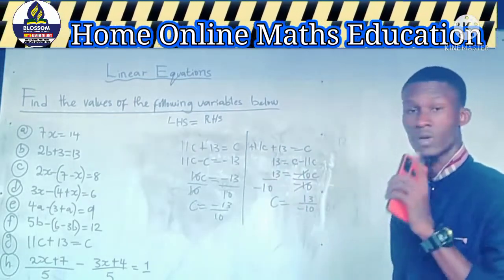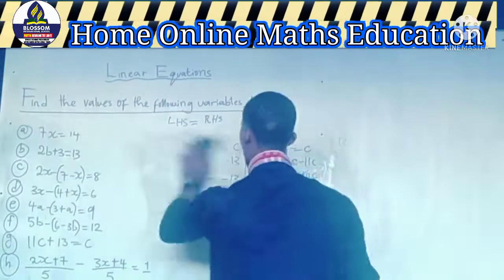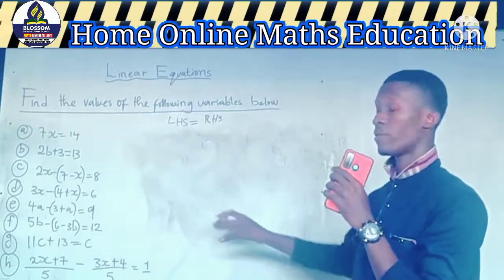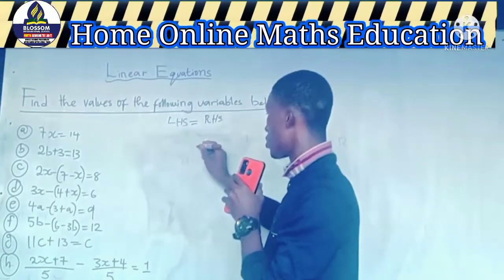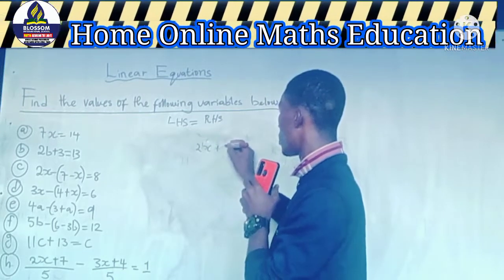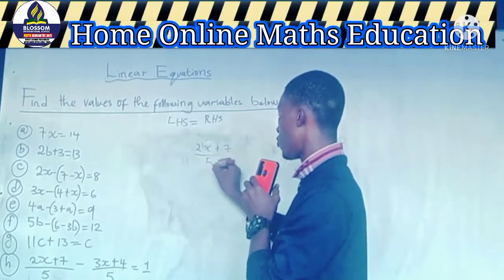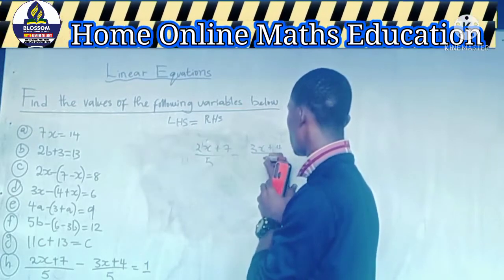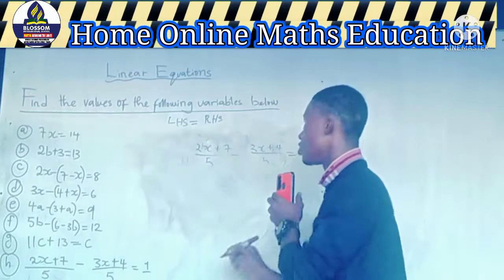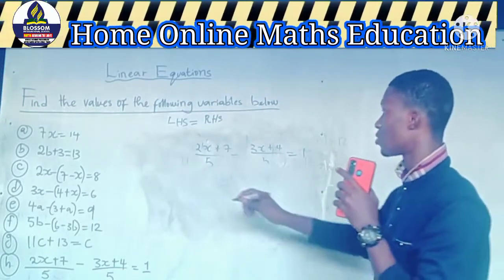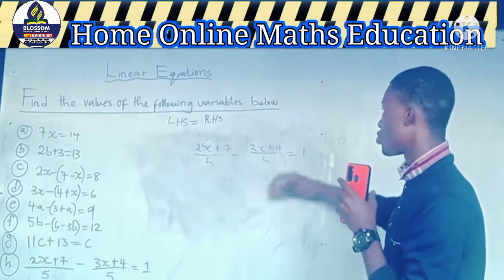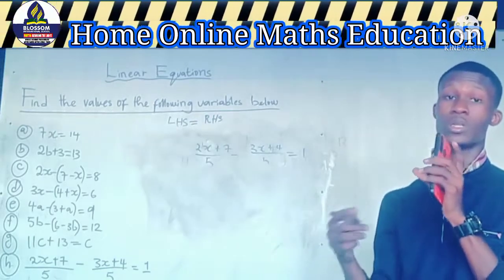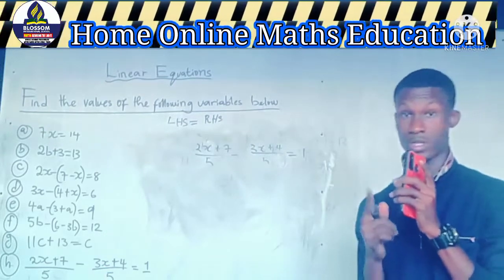Now let's just move over to letter H. The first step to take is to do what? Write out the question. And the question is what? 2x plus 7 divided by 5 minus 3x plus 4 divided by 5 equals 1. So what is going to be our next step? Now we can notice that this question happens to be in fraction form. This is where most of you must have gotten confused in the first place, that might have made you not even attempt this question.